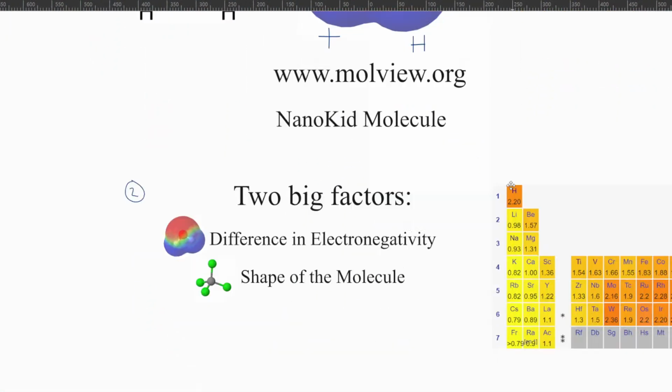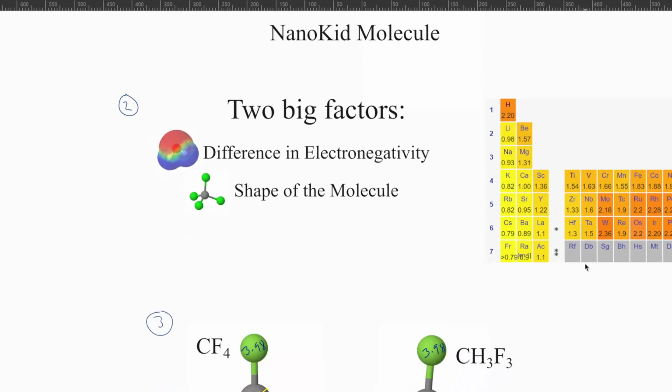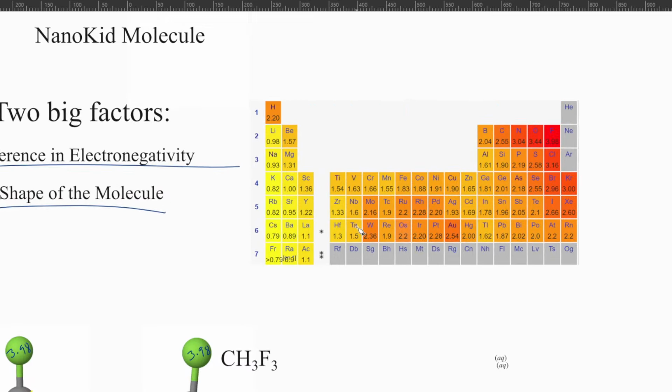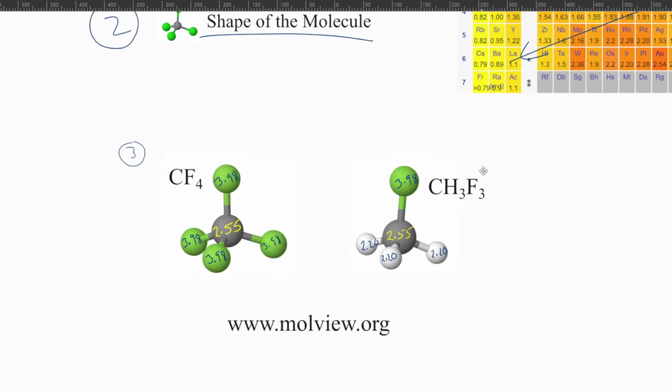All right, so here we go. Two big factors. One is that difference in electronegativity, and then the shape of the molecule. So these two things, 1 and 2, determine whether we have a polar molecule. And for electronegativity, you should know that fluorine is the most, and in any direction away from fluorine, electronegativity decreases. So that's the trend. That's a good trend to really hold on to.